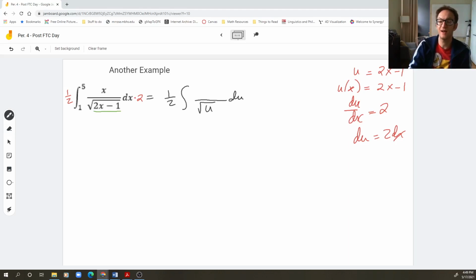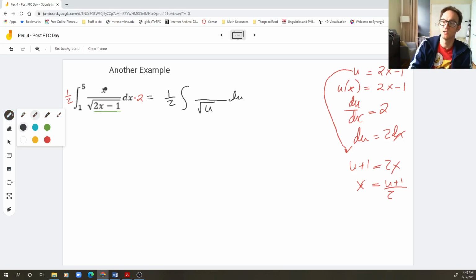And then now I have a little bit of a hard problem, which is, what do I do with this x? Well, that's when you go back and do one of these swaparoos. If u is 2x minus 1, then u plus 1 is 2x, which is another way of saying that x is u plus 1 over 2. And so that whole thing gets substituted back in over here. So this becomes u plus 1 over 2. Sorry, my handwriting's a little bit bad there. u plus 1 over 2.